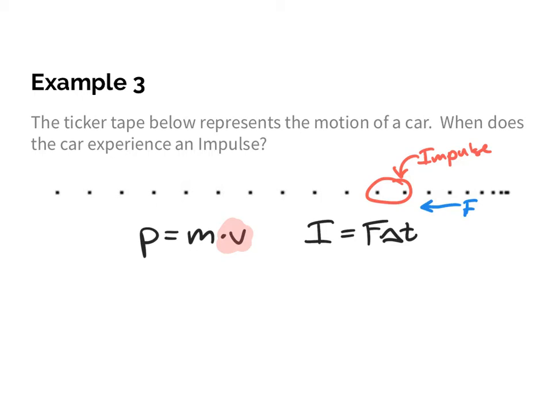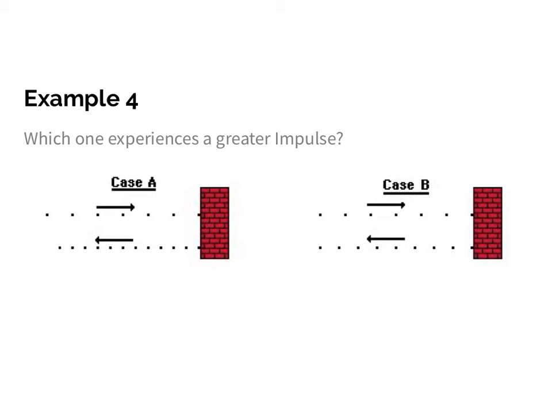So an impulse, again, is looking at when the object's momentum is changing. All right, so taking that idea now, let's say that I have two objects here that are colliding with a wall, and I want to know which one experiences a greater impulse. But notice here what I have, this is going back to the idea of momentum being a vector, is that I have an object changing direction.